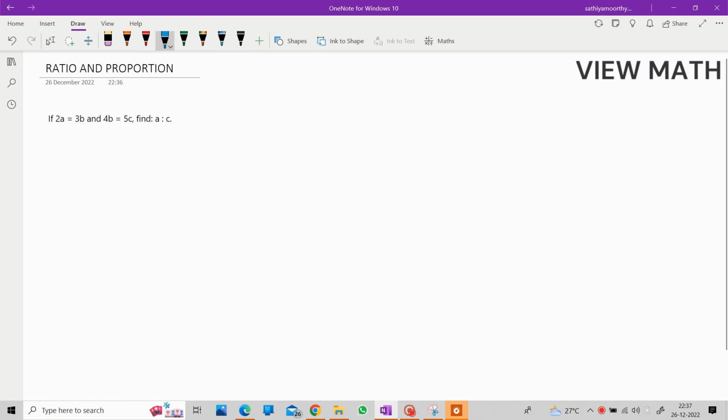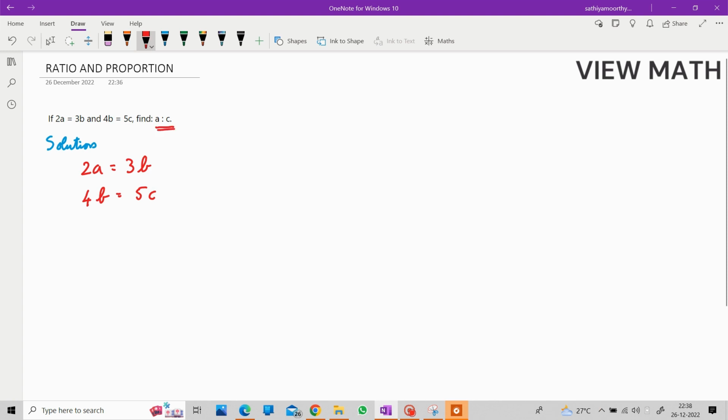Now let's see the next problem. If 2a is equal to 3b and 4b is equal to 5c, find a is to c. So what is given in this problem is 2a is equal to 3b and 4b is equal to 5c. So first I need to combine these two ratios and then I have to find out A, B and C, and finally I'll be finding out A is to C.